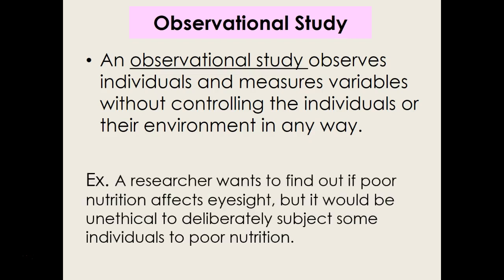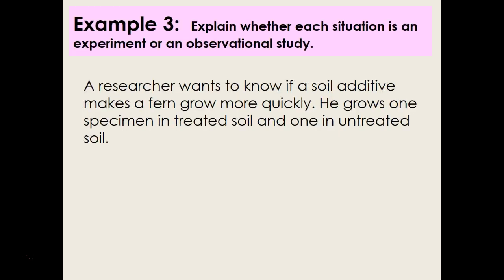For example, a researcher wants to find out if poor nutrition affects eyesight. But it would not be ethical to make someone have a diet that consists of poor nutrition. So they're not going to set up an experiment where they make someone have a poor diet. Instead, they're just going to find some subjects who are already subject to poor nutrition and then look at their eyesight. They're going to set up an observational study.